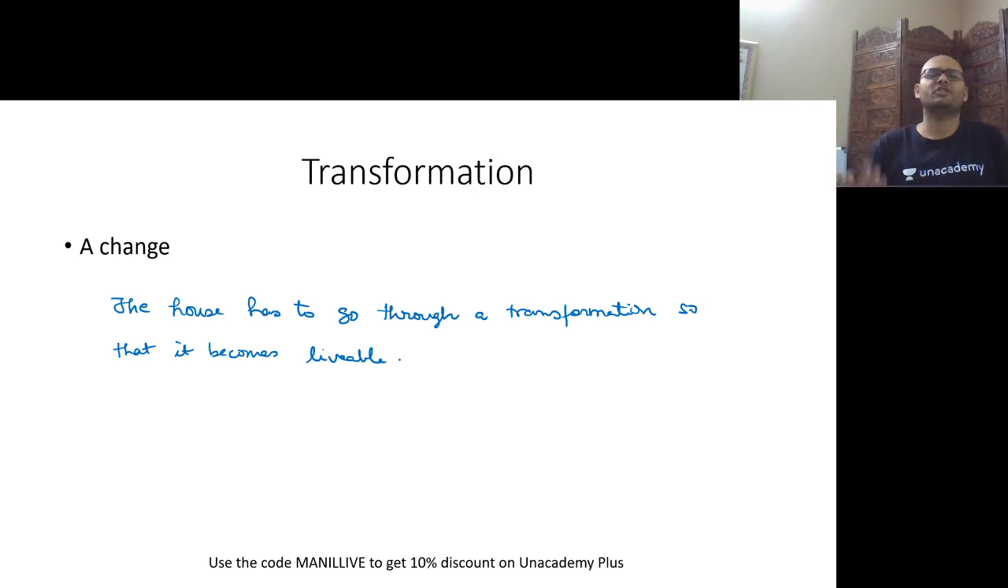Transformation. Transformation is a change, right? A lot of people undergo a transformation, which means they change. So, I mean, there are all these shows on television where they transform people, right? They'll pick up people who are fat, or they'll pick up people who are thin, or they'll pick up people who don't keep themselves very clean, and then they'll transform them into more attractive people, all right, or whatever.